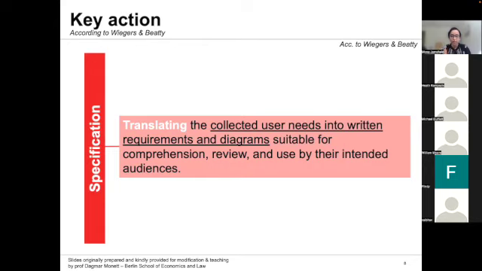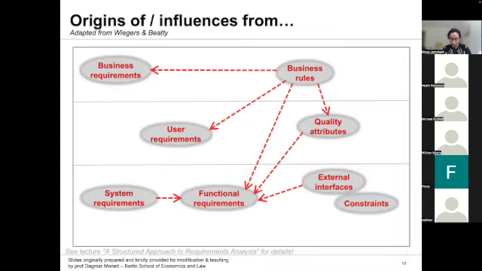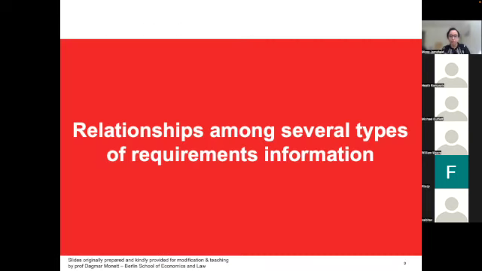So, we are going to cater to different types of stakeholders, making sure that they understand these requirements through the use of the documentation that we are going to use. So, the relationship amongst the several types of requirement information.